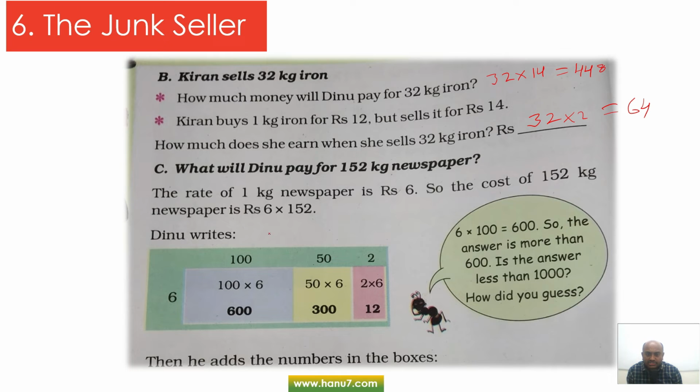Okay, so 6 into 152, directly you can do 6 2 is 12. Okay, and then 1 carry, 6 5 is 30, 31, and then 6 1 is 6, 912. Directly also you can do like this: 600 plus 300, 900 plus 12.